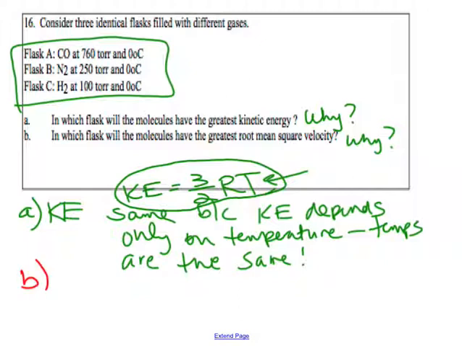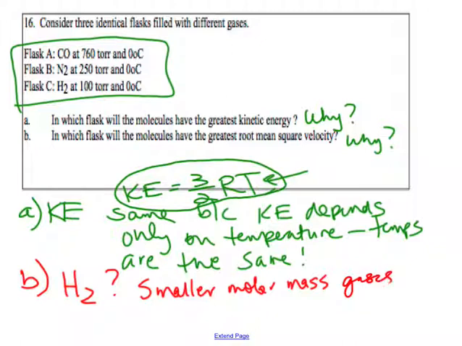Which flask is going to have the greatest root mean squared velocity? RMS. Hydrogen. I thought it was helium. Hydrogen, why? Okay, so what are you going to say? It's the smallest one. So smaller molar mass gases have higher velocities. And again, if you wanted to know, the square root of 3RT over molar mass, and write that down, you can use that as an indicator.